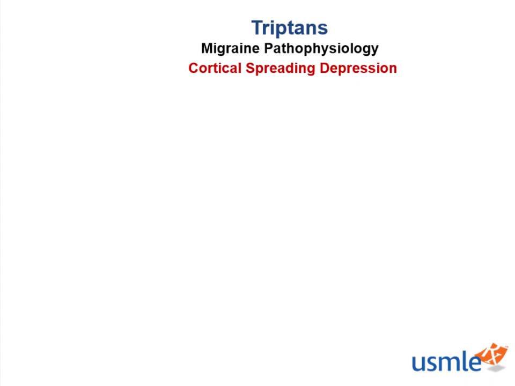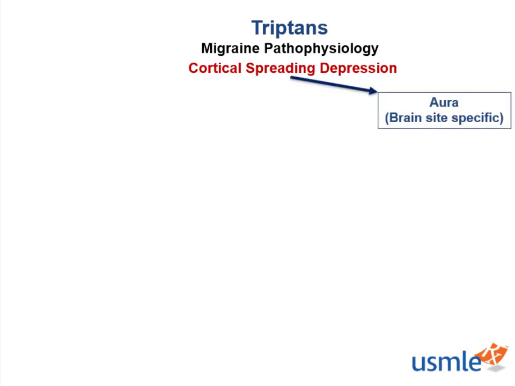Specifically, this wave of depolarization triggers two main events. First, it causes the migraine aura, which is brain site specific. Think about it. Auras can be visual, sensory, or motor, which all depends on how and where that wave of depolarization affects the brain. Also, 75% of patients do not have an aura, which may relate to that wave of depolarization affecting brain regions that are not consciously perceived.